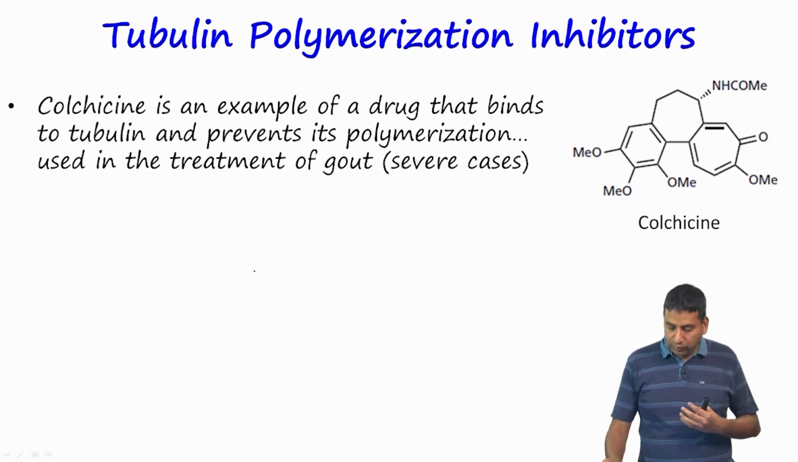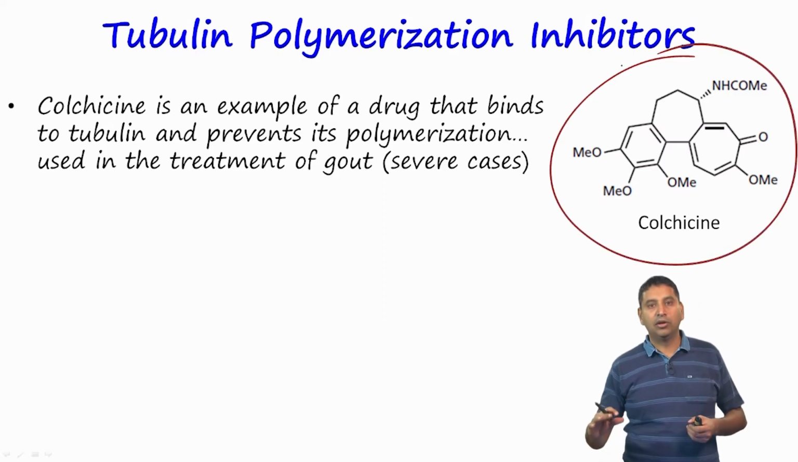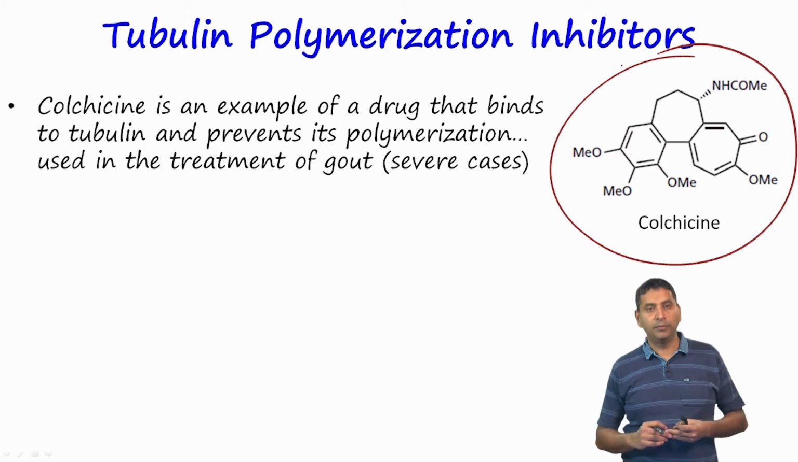Colchicine, whose structure is shown here, is one such example of an inhibitor of tubulin polymerization, and this compound is actually used in the treatment of gout, where there is quite a bit of swelling in certain areas of the body.